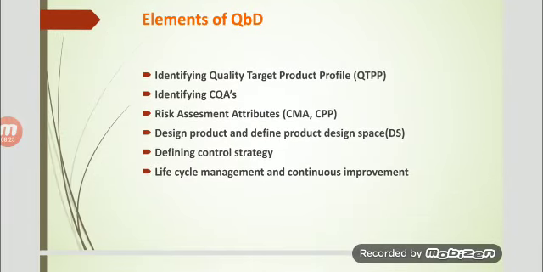These are the elements of QbD. They are namely identifying the quality target product profile, identifying critical quality attributes, risk assessment, designing the product and defining the product design space, defining the control strategy, life cycle management, and continuous improvement.